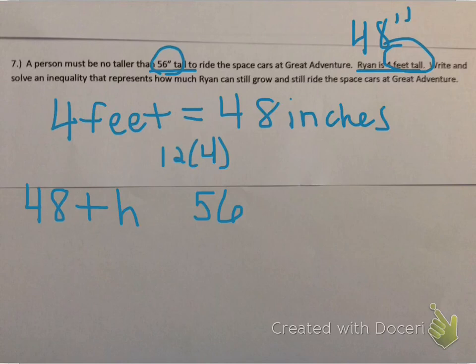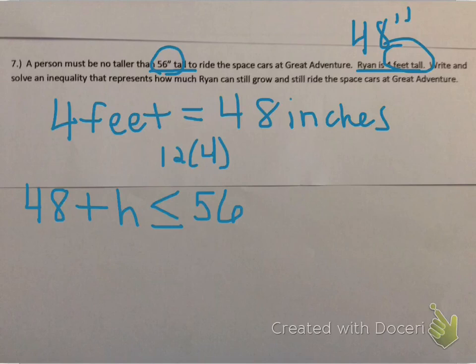Now I just need to put my inequality symbol in there, okay? So can Ryan be taller than 56 inches? He needs to be, you can be no taller than 56 inches. So he's got to be less than 56 inches. Could he be 56 inches? Well, he can't be any taller than 56 inches, but he could be 56 inches. So that would be less than or equal to. So you're taking the current height of Ryan, you're adding how much he could grow to still be under the 56 inches. And that's your inequality that you're going to use.